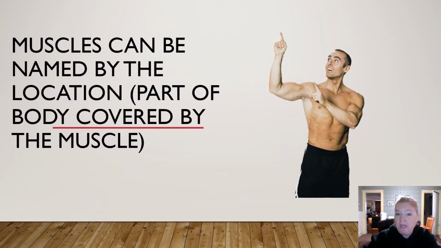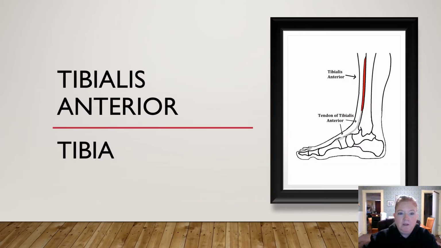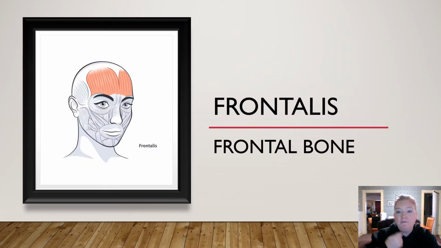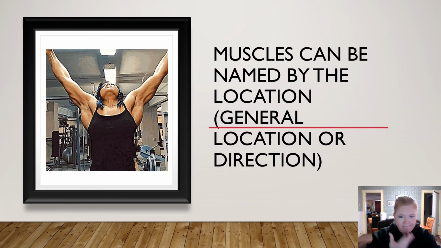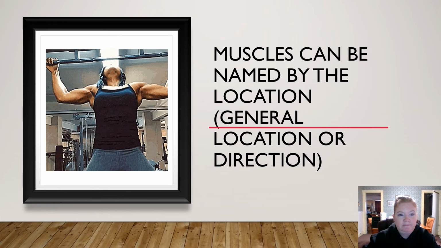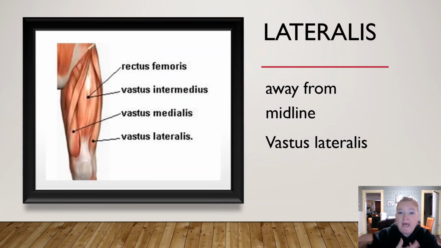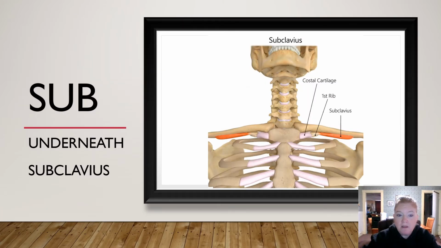Muscles can be named by the location, the part of the body that's actually covered by the muscle. So tibialis anterior covers the tibia. Frontalis covers the frontal bone, your forehead. Muscles can be named by the location, like a general location or direction. So lateralis, away from the midline. So the vastus lateralis, part of the quadriceps, is lateral. Sub means underneath, like subclavius, under the clavicle.